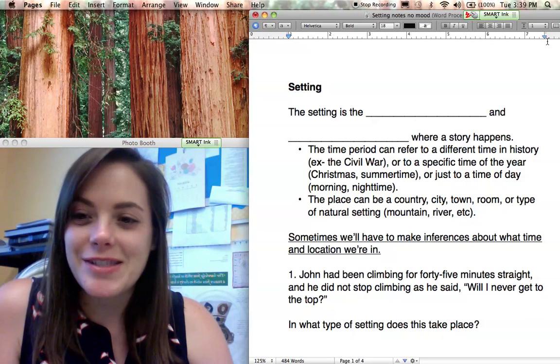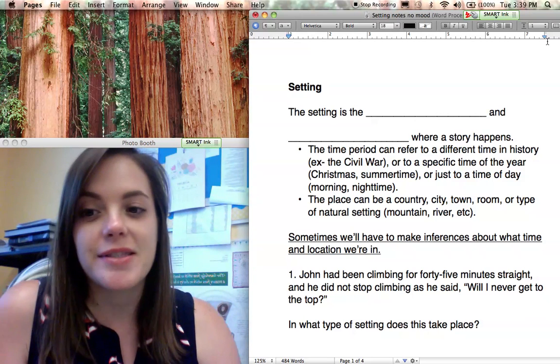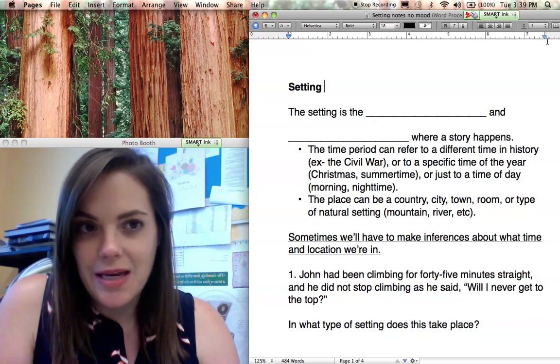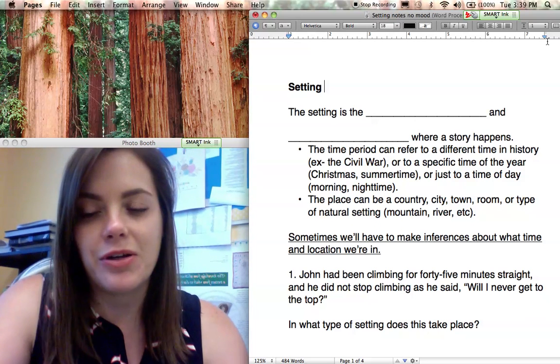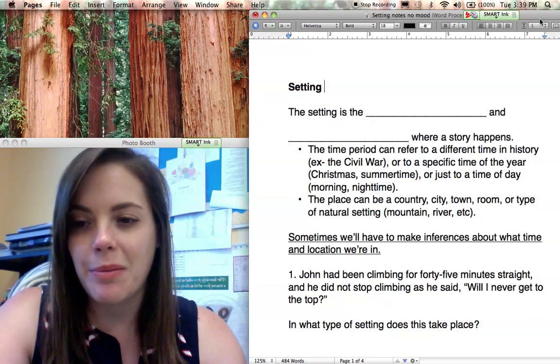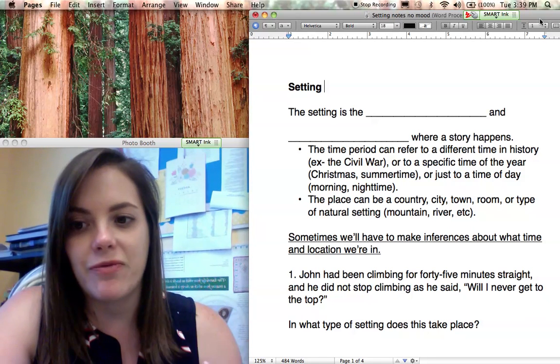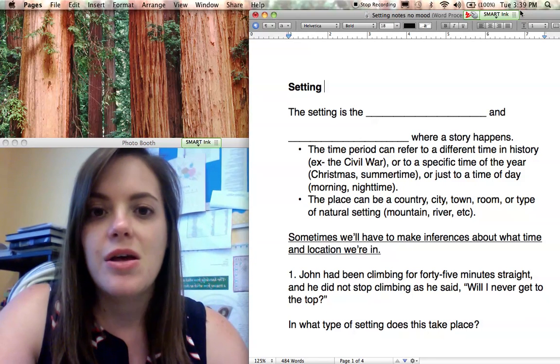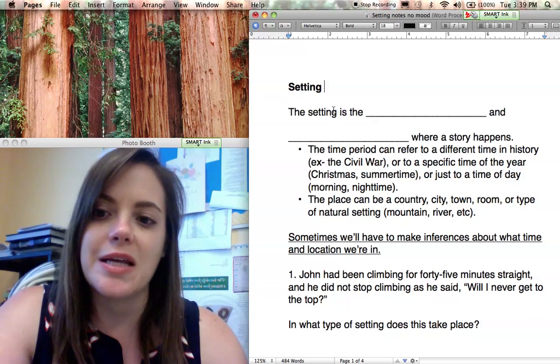Alright, hey guys, so today we're going to be talking about the setting of a story. Now, we should all be pretty familiar with setting, but I want to review just to make sure that we all remember it, and I want to talk about making inferences with our setting. Okay, so let's look at the definition of setting to start out with.